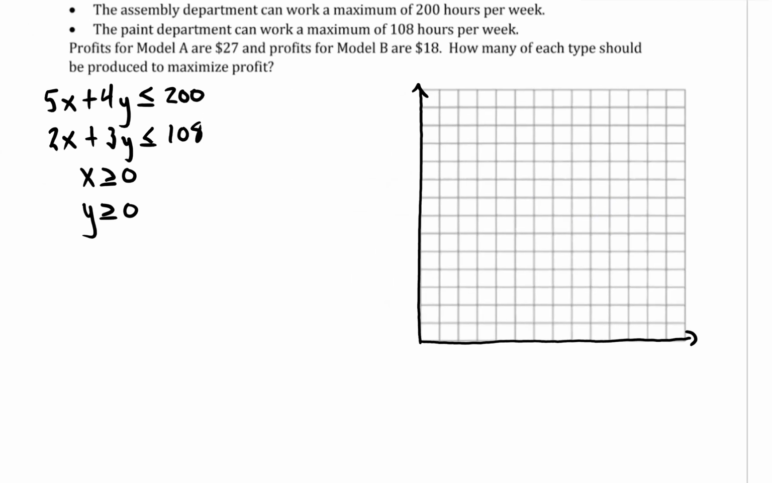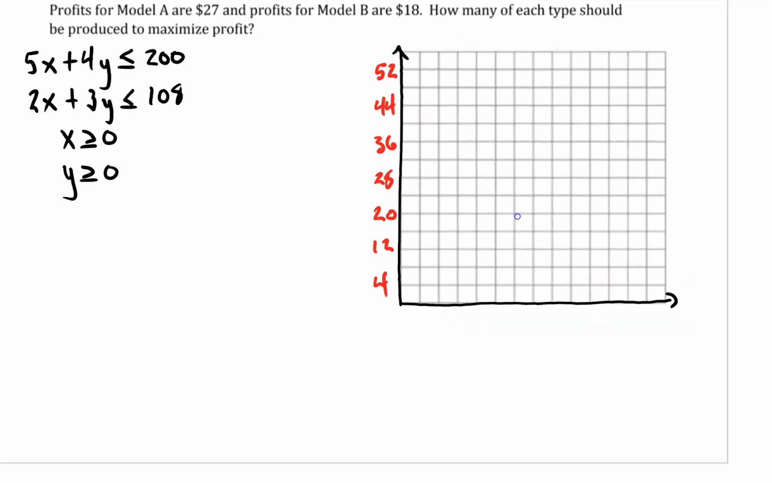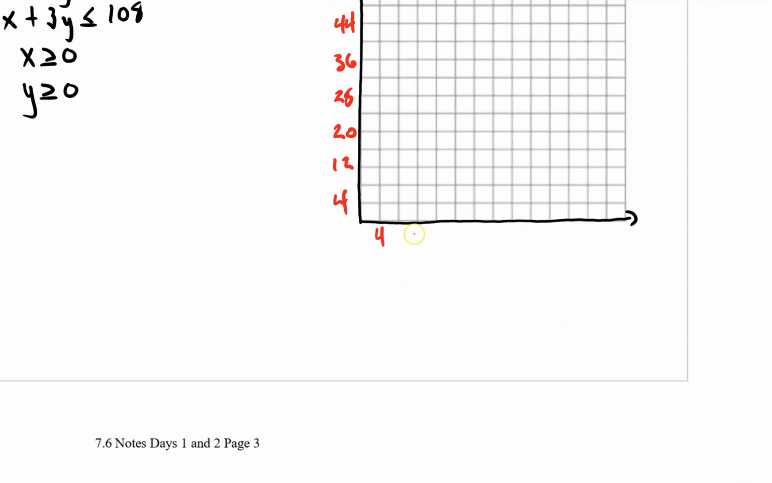I'm going to scale this by saying this will be 4. Then if I add 4, I get 8. This will be 12. If I add 4, I get 16. This will be 20, 24, 28, 32, 36, 40, 44, 48, 52. That should get me where I want to be. This axis would also be 4, and then 12, 20, 28, 36, 44, 52. So I have all of those.